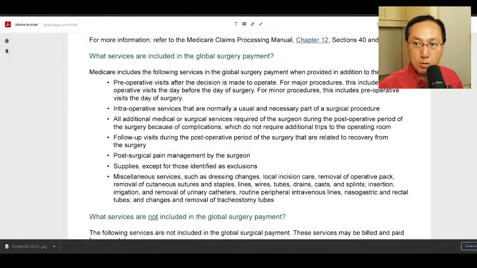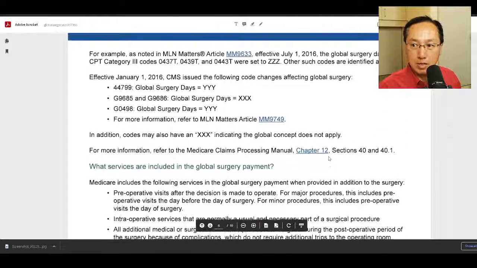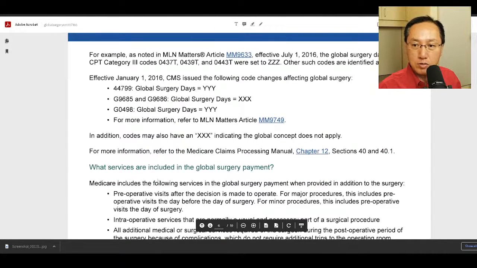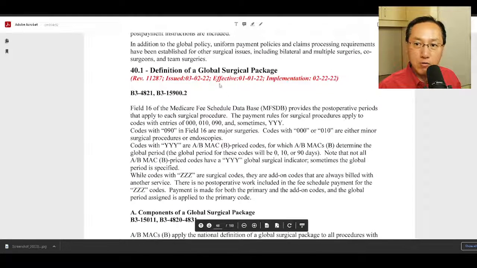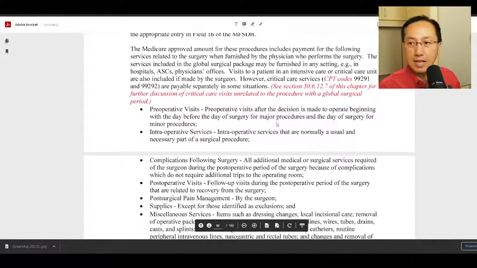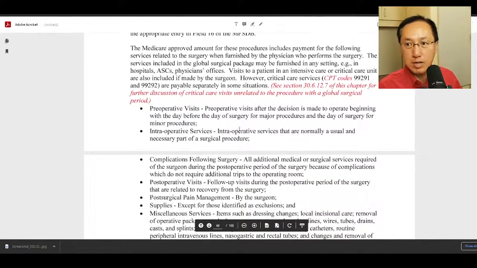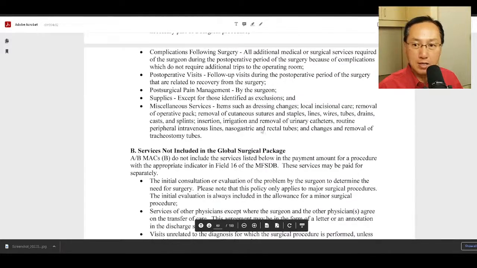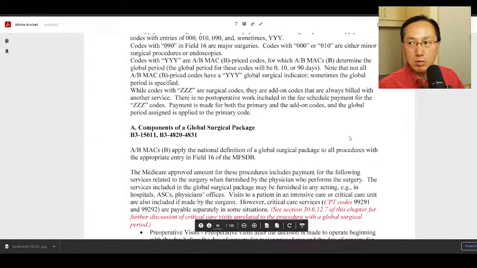If you look at the global surgery MLN booklet from 2018, what services are included in global surgery payment, right above that, for more information, refer to Medicare Claims Processing Manual, Chapter 12. And if you go to Chapter 12, under Section 40.1, definition of a global surgical package, it goes into much more detail about 0-day, 10-day, 90-day, what is included in a pre-op, what is included in the global service package, and what is not included in a global surgical package. So you can go really, really deep into it.